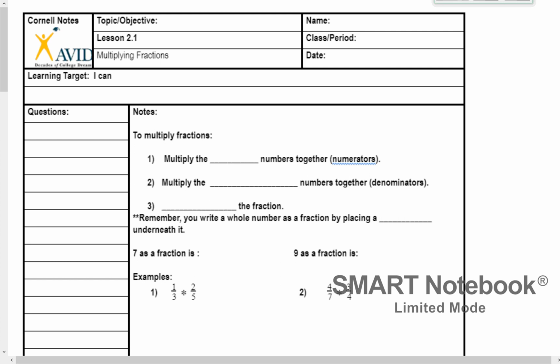The lesson that we're going to learn today is lesson 2.1, multiplying fractions. Okay, and today we're just going to deal with multiplying fractions by other fractions. Okay, so our learning target is I can multiply fractions.